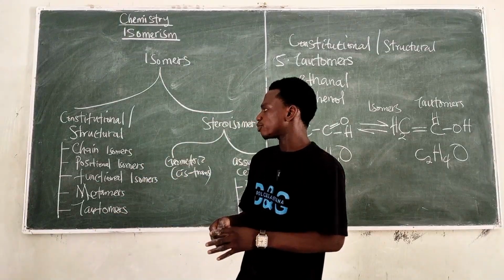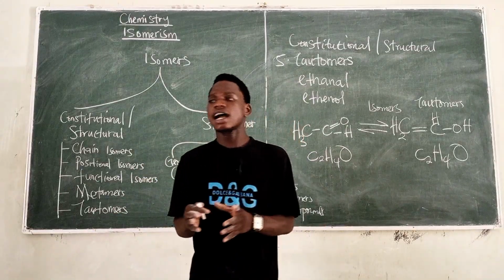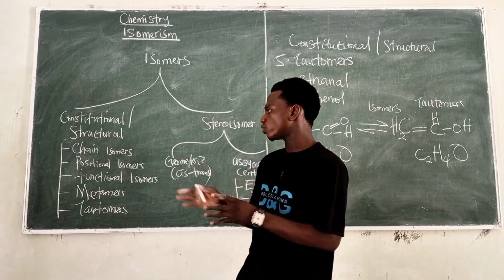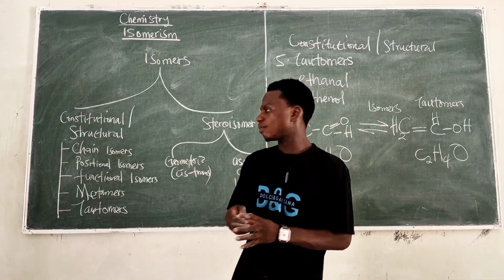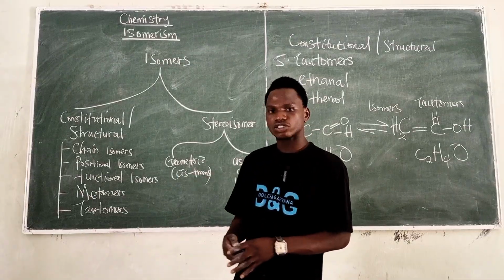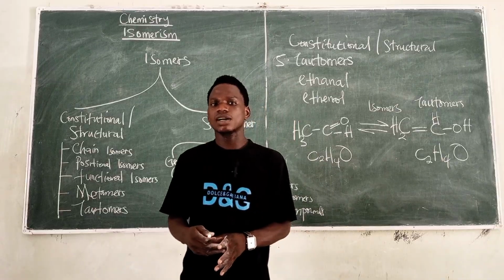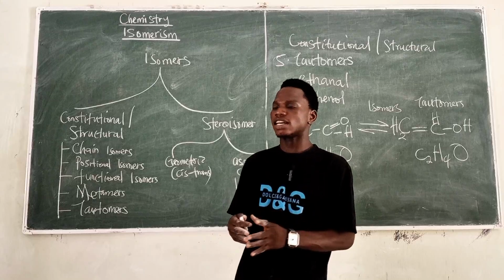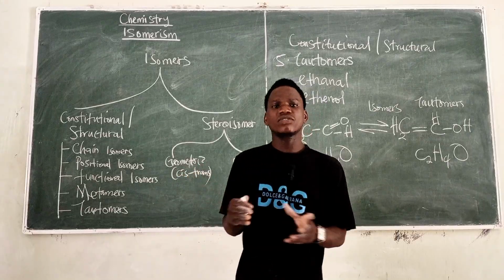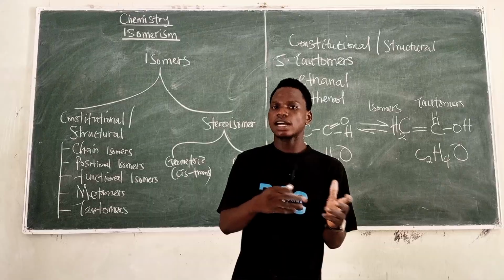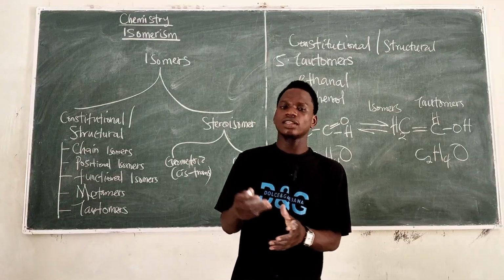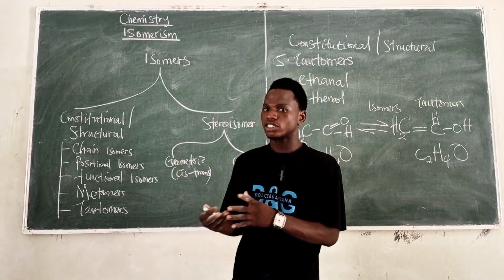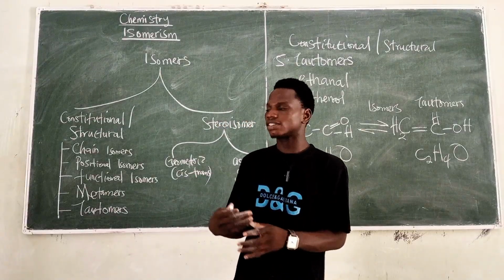We went ahead to look at positional isomers. We said they are isomers with the same molecular formula, the same functional groups, but different position of functional groups in the compound. Next we looked at functional isomers. We said they are isomers with the same molecular formulas but different functional groups. Functional isomers can be found between alkanols and ethers, between esters and carboxylic acids, and also between alkanones, which is the ketone group, and alkanals, also known as the aldehyde group.